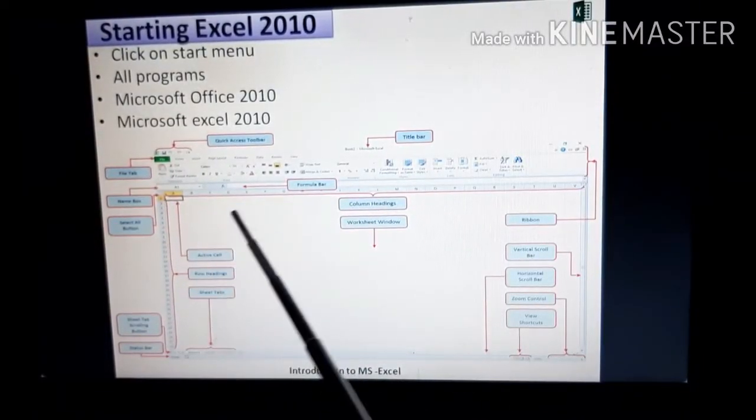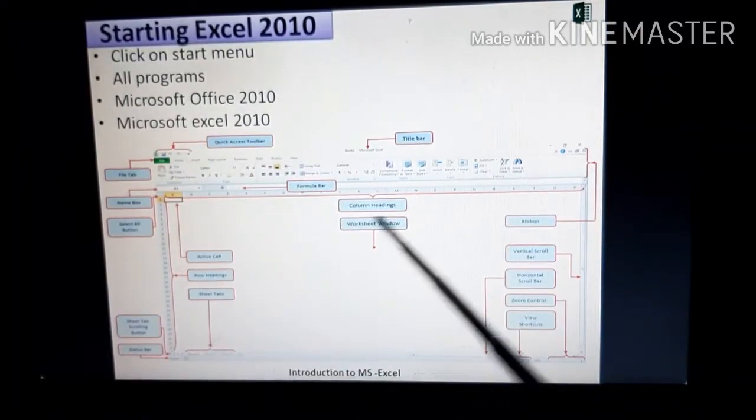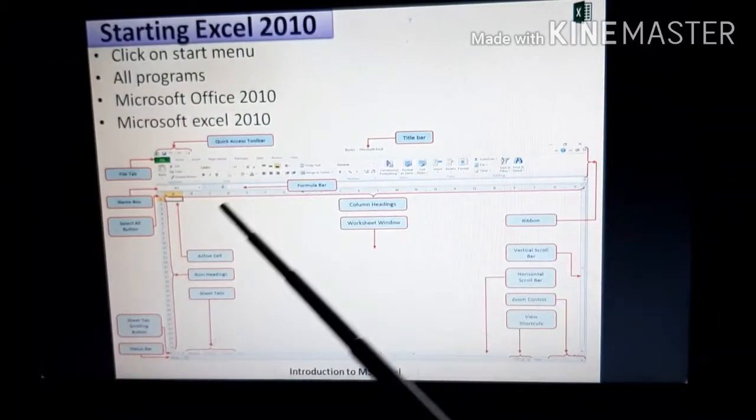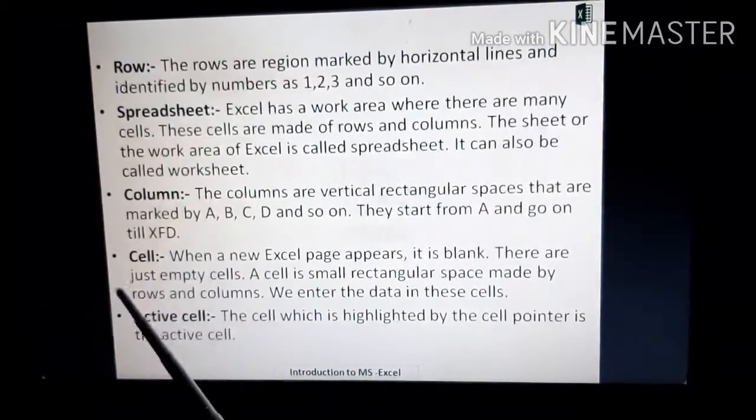You can see here on the top it is the column heading. That means it is starting from A, B, C, D and so on till XFD. This particular column heading will keep on running. So let's come to the next, cell.